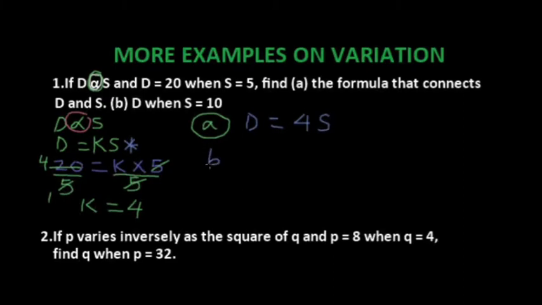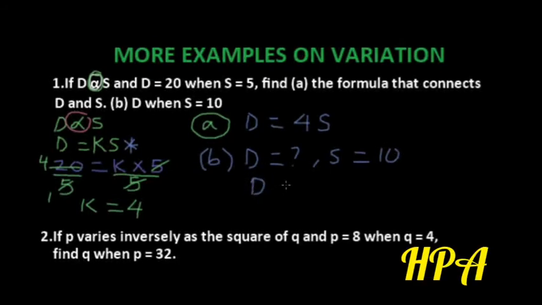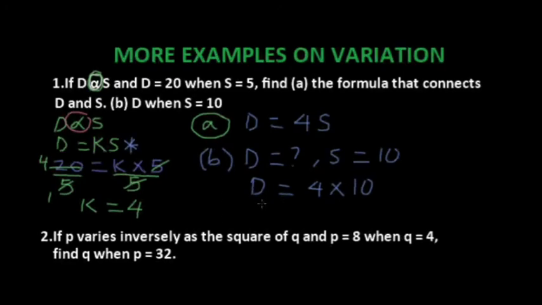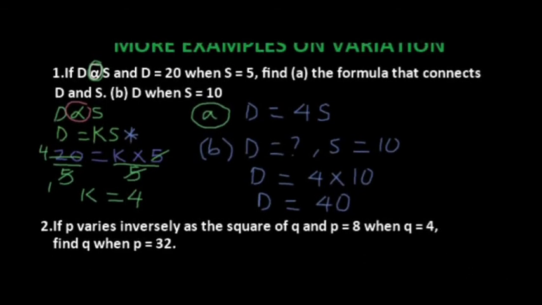Now question B says, find D. We're looking for D when S equals 10. And going back to the law, we have D equals 4 times 10. Therefore, D equals 40. If there is any question, pause the video and go back.